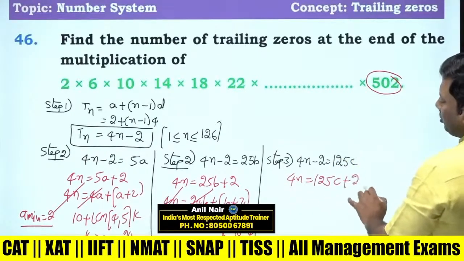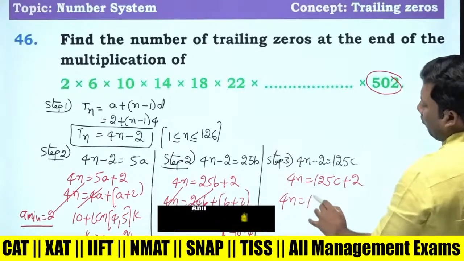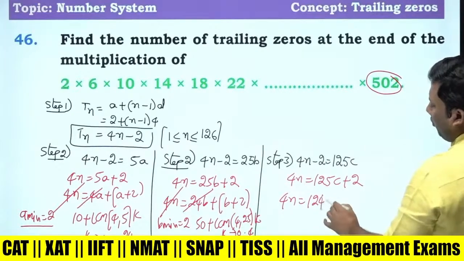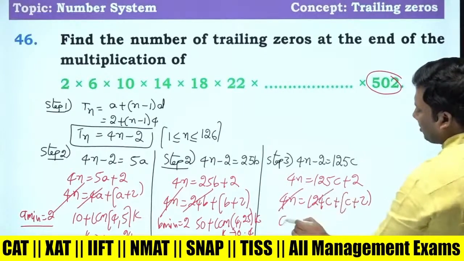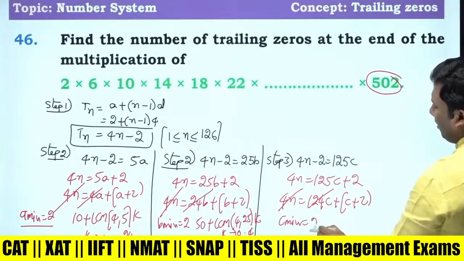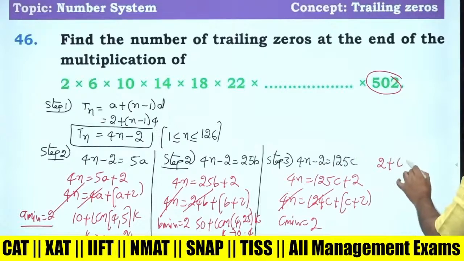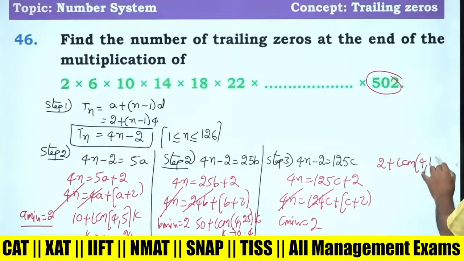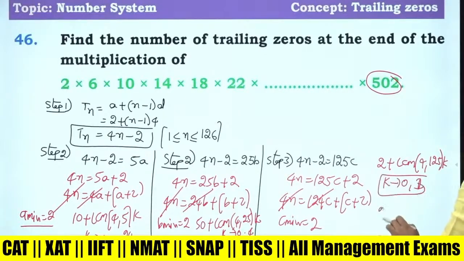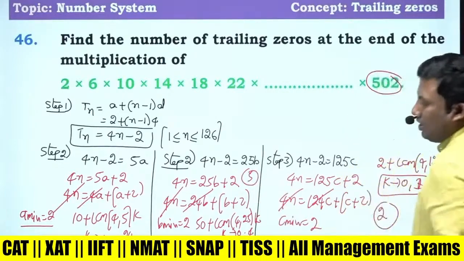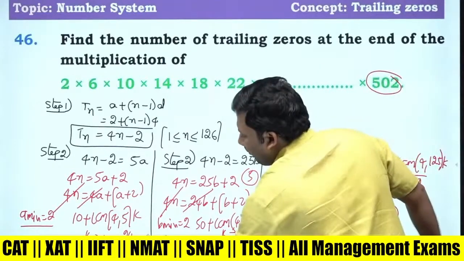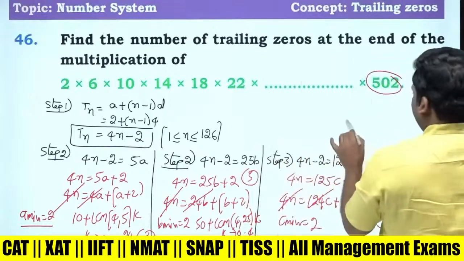4n equivalent to 125c plus 2. So this will become 124 plus c plus 2. Divisible by 4. C minimum should be 2. So 2 plus LCM of 4 comma 125 into k. K can be 0 or 1. There are 2 values. 0 to 4, there are 5 values. 0 to 24, there are 25 values.